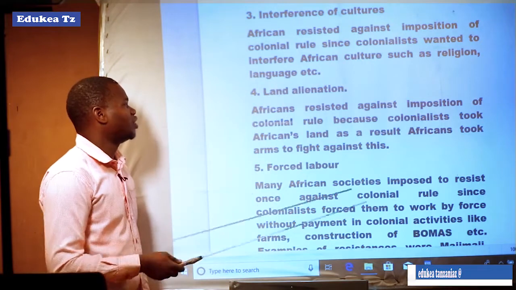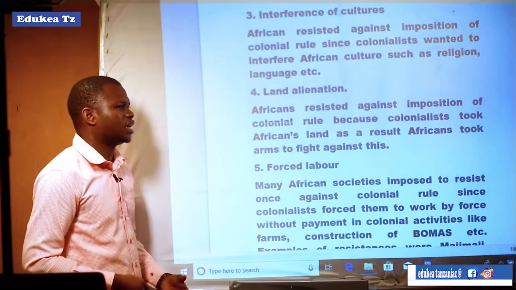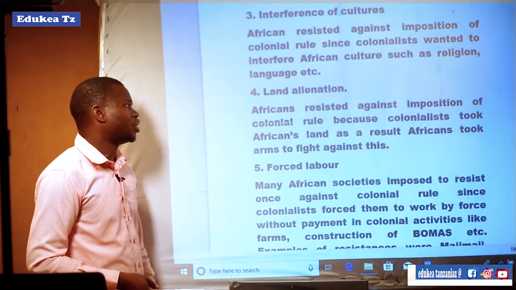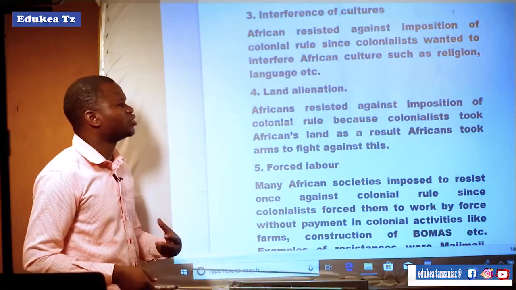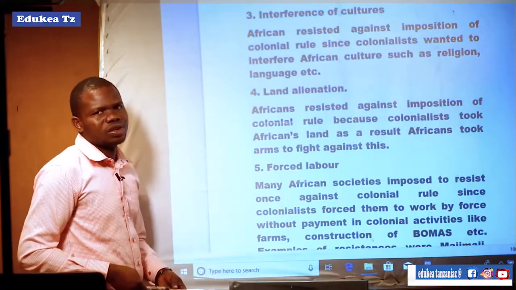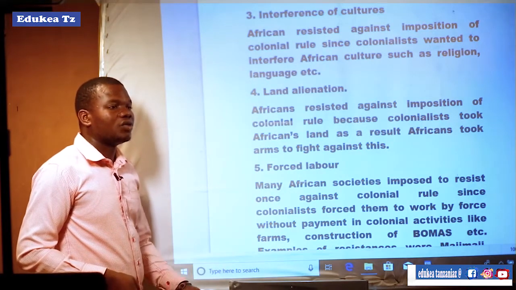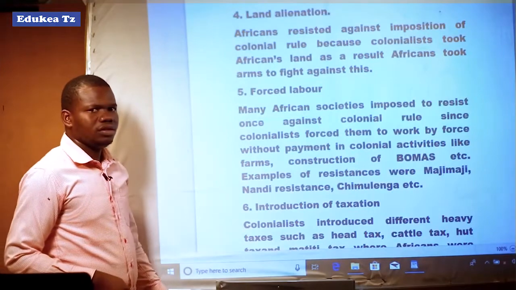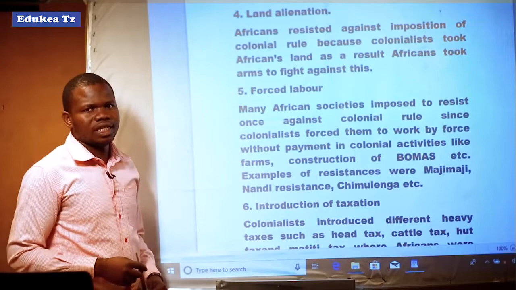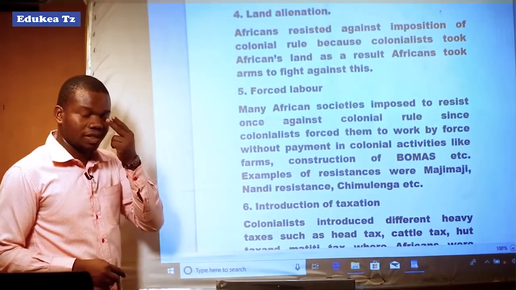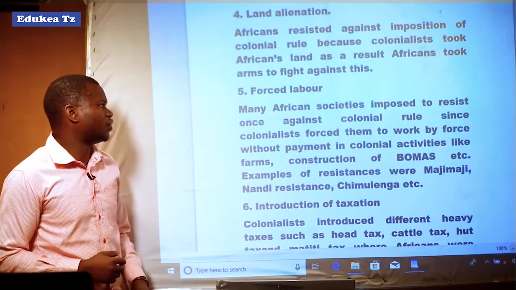Even language: Africans had their own native languages like Kihehe, Chaga, and Makonde. But once colonialists came to Africa, they introduced the English language, and the English language was later decided. So another point was land alienation, whereby colonialists alienated African land, especially the fertile land, and Africans remained landless, which resulted in African resistance.